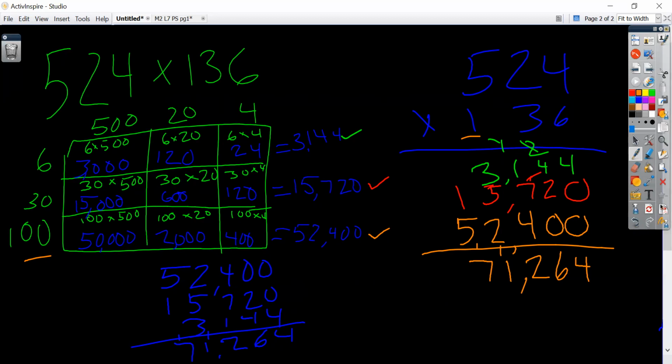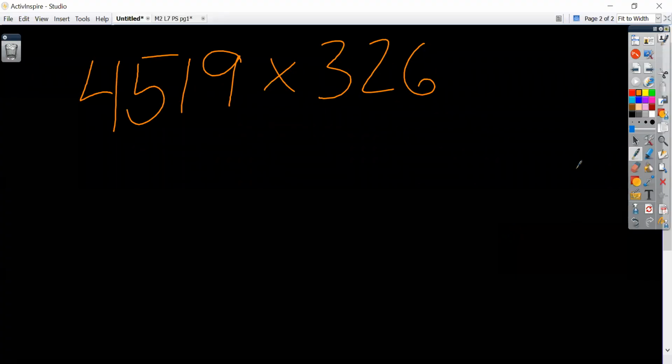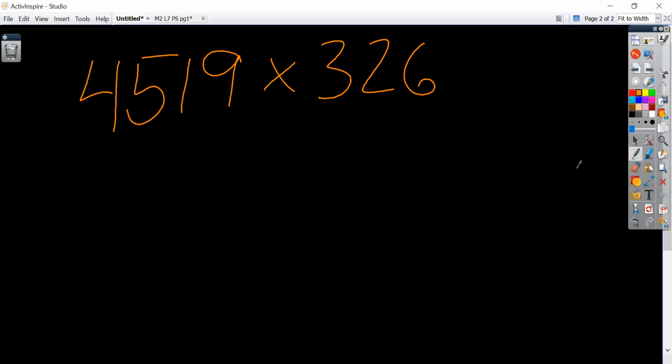All right, let's go ahead and clean our boards off or our papers and try another problem. All right, this time we're going to be multiplying 4,519 times 326. Let's again start with the area model. So this time we're doing 4 digits times 3 digits. But let's go ahead and again start with the area model.